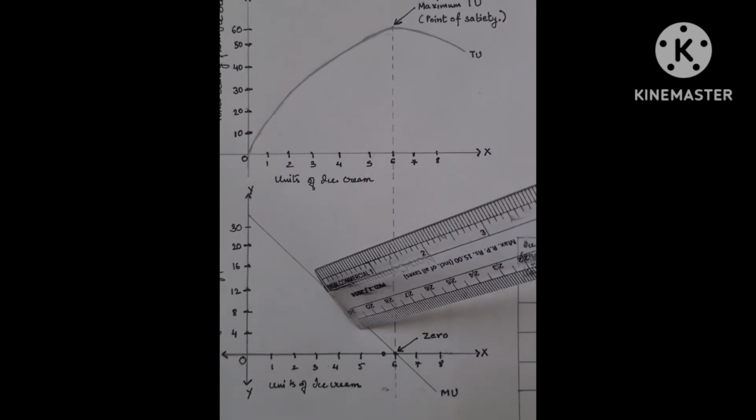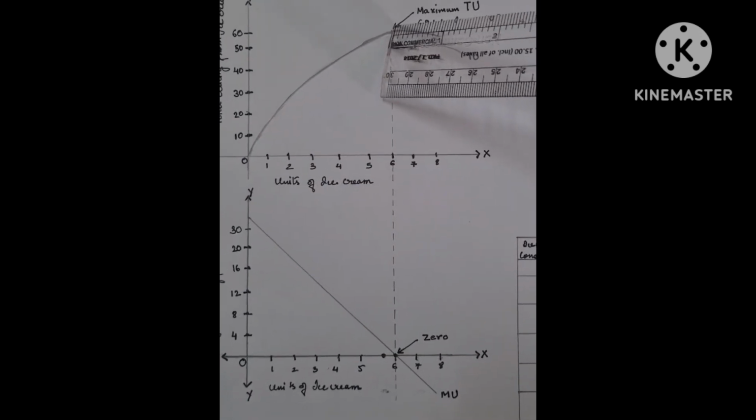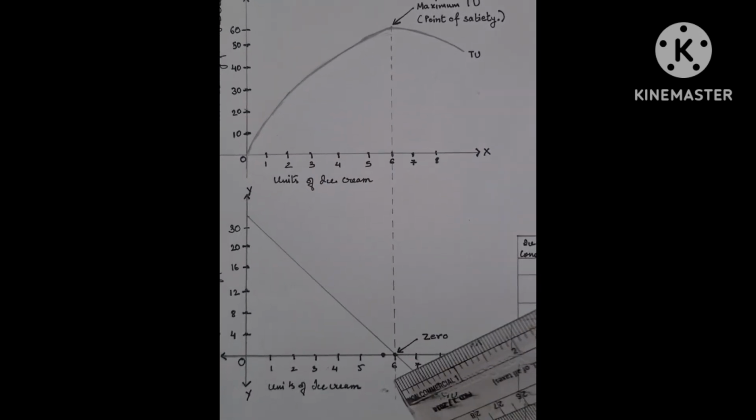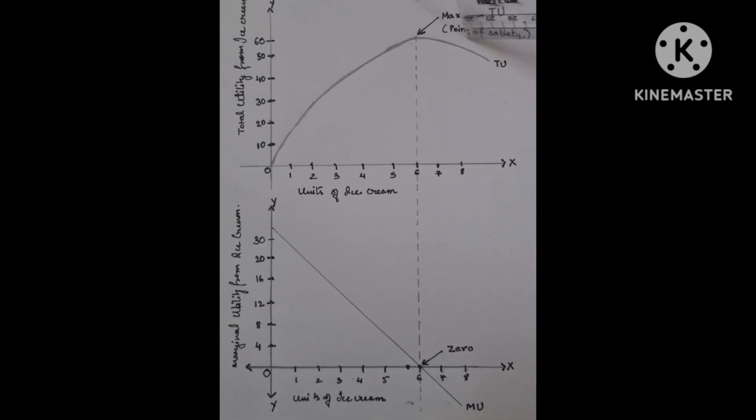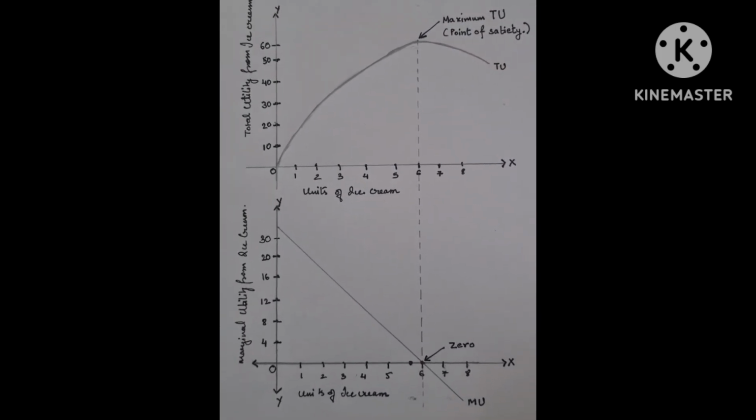Number one, marginal utility is decreasing but positive until total utility increases. Marginal utility is 0 and total utility is maximum. When marginal utility is negative, total utility diminishes. So this is the relationship.